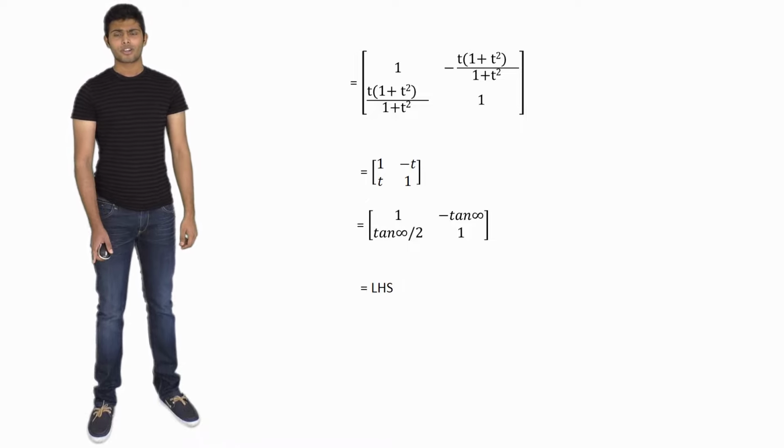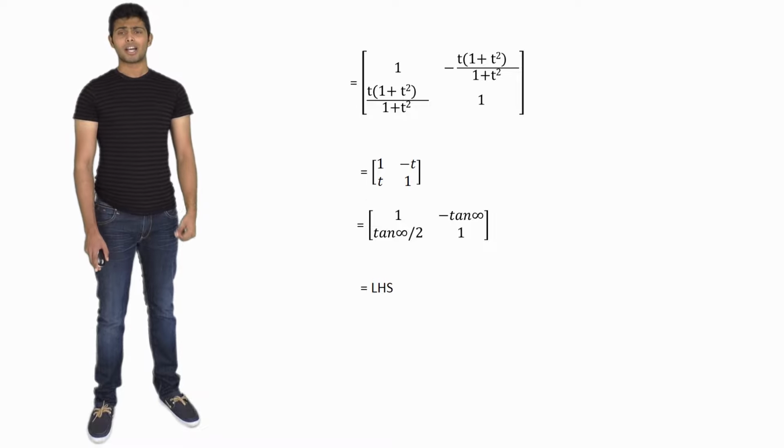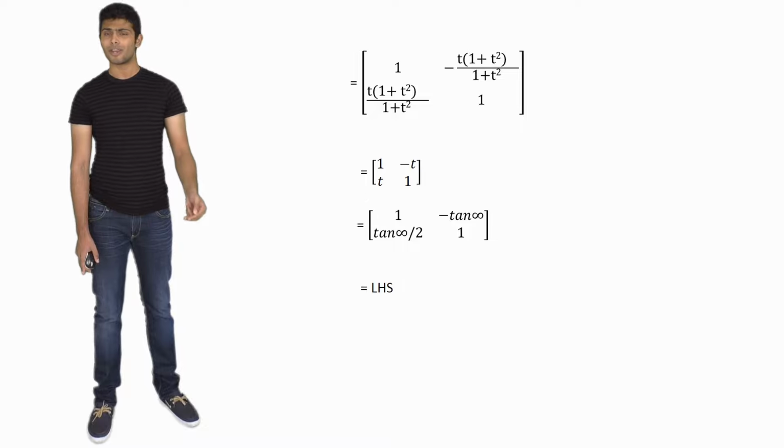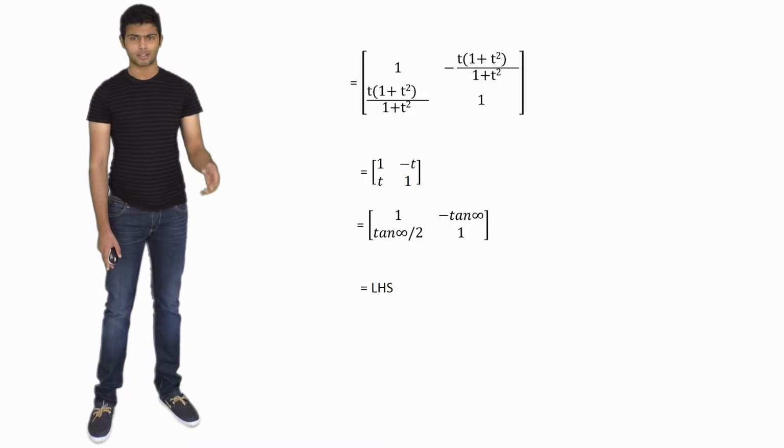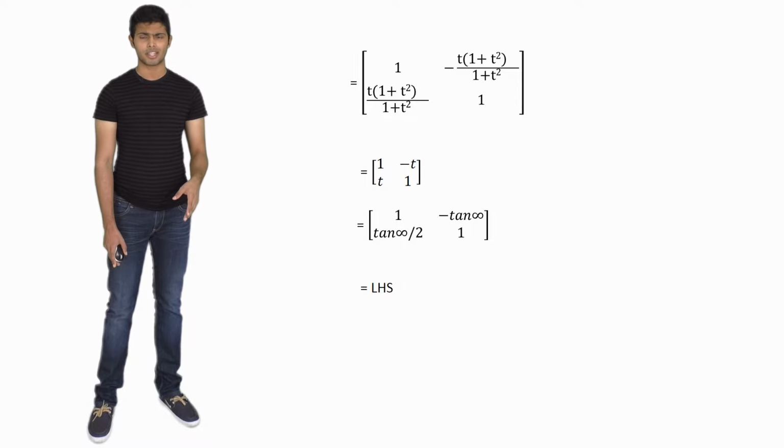Basically, what we need to know in this problem is the half angle formula for sine and cos, and how to multiply two matrices together to get the answer. If you know these two things, this problem is going to be very easy for you to solve.